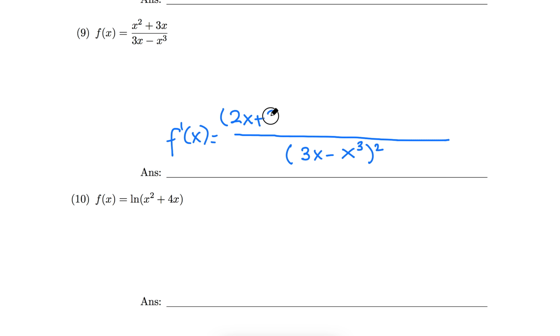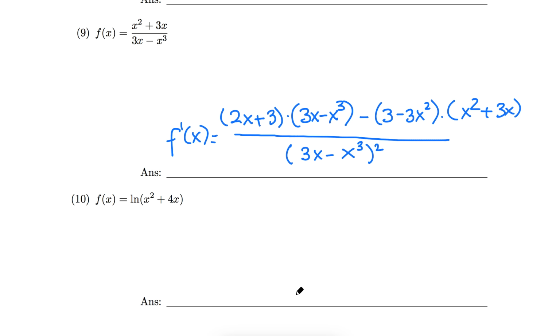2x plus 3 times the denominator 3x minus x cubed minus derivative of the denominator, which is 3 minus 3x squared, times the numerator, which is x squared plus 3x. Again, we don't need to simplify it, so we're going to just leave our answer like this.